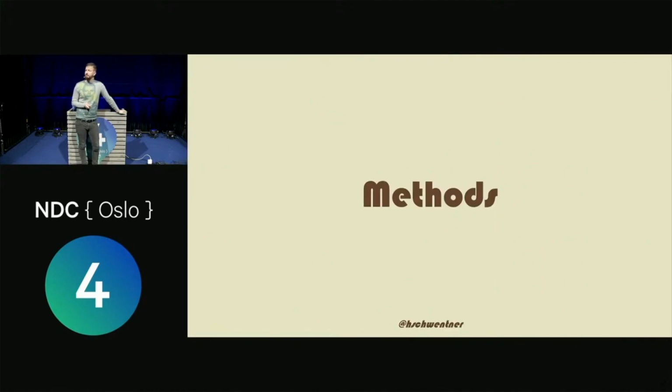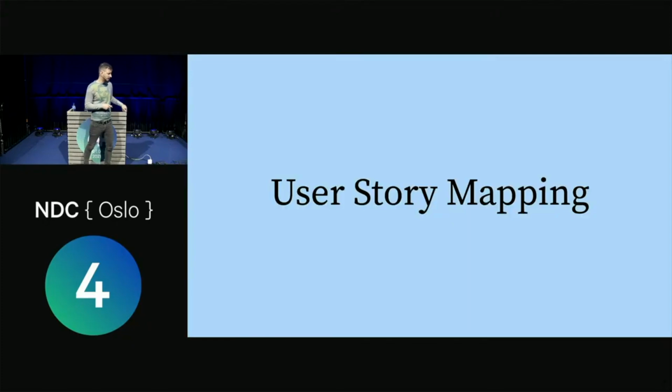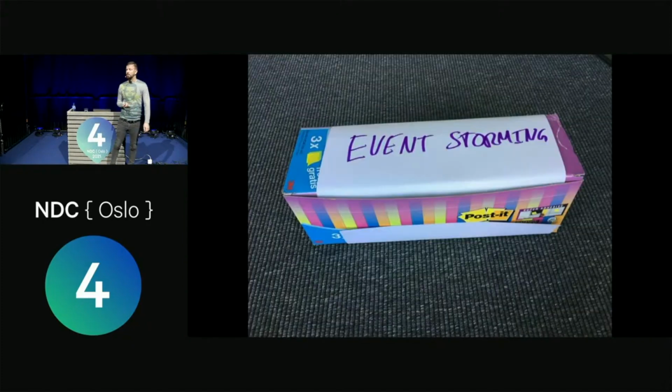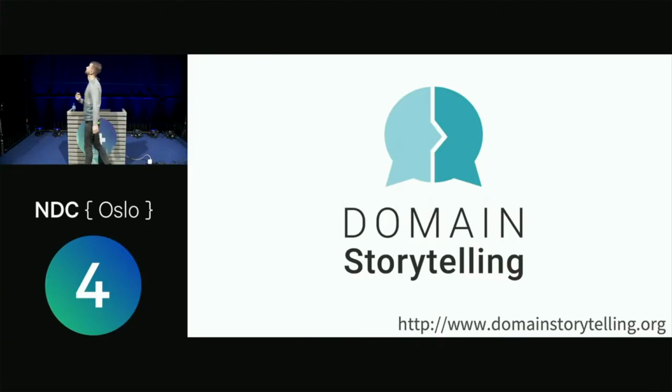Not everything of the domain, but the essence of the domain knowledge. And there are different methods that can be used for this collaborative modeling. User story mapping is one that you might have heard of. Event storming is another one. And what we are looking at today is domain storytelling. User story mapping and event storming are done with sticky notes. Domain storytelling is done with stick figures and arrows.